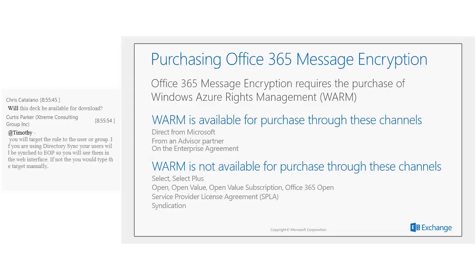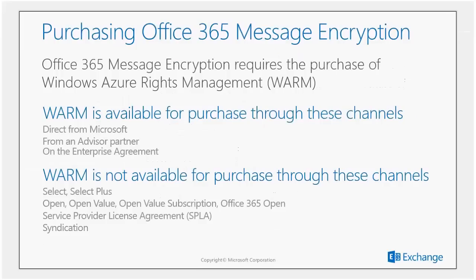In terms of the channels where you can purchase the Office 365 message encryption through Windows Azure Rights Management, you can purchase it directly from Microsoft, or from an advisor partner, or from the enterprise agreement. It's not available for purchase through Select Plus, Syndication, and SPLA partners, and also through Office Value and Office 365 open subscriptions. So these are all already documented. It's not changed, but just a reminder for those of you who are not aware of how Windows Azure Rights Management is available.